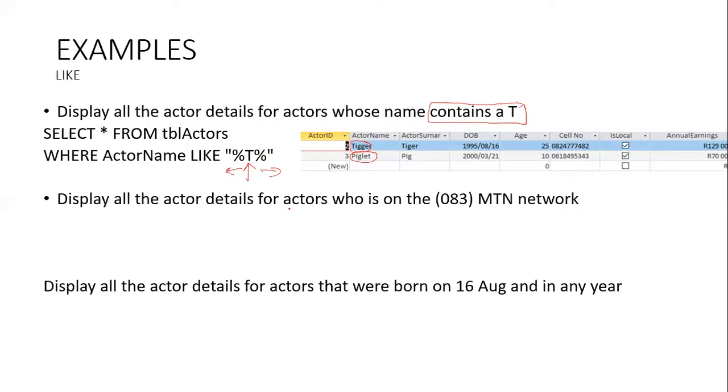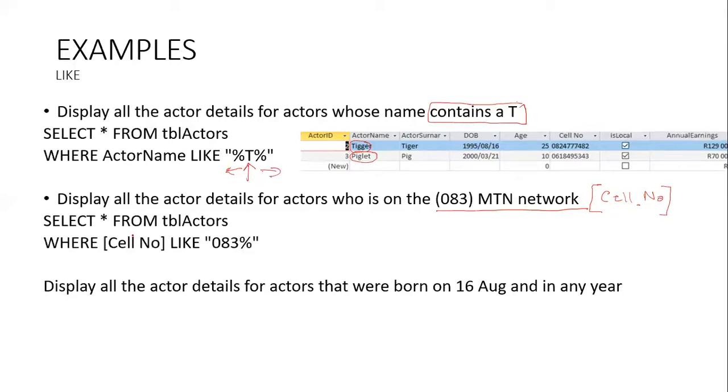Display the actor details for actors who are on the 083 MTN network. Okay, so that works on the cell number. We've got a field called cell number. Remember, there was a space in that field name, cell number. And from my previous video, you know that when a field contains a space, you need to refer to it using square brackets. And there we are. Where cell number, there's the square brackets, like, and I want the pattern 083 with anything else that follows.